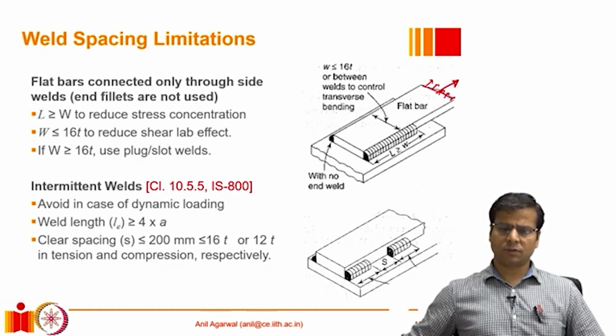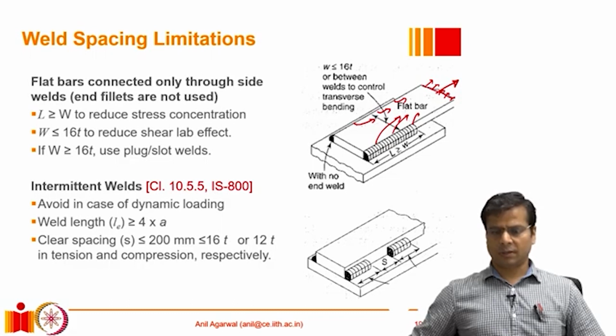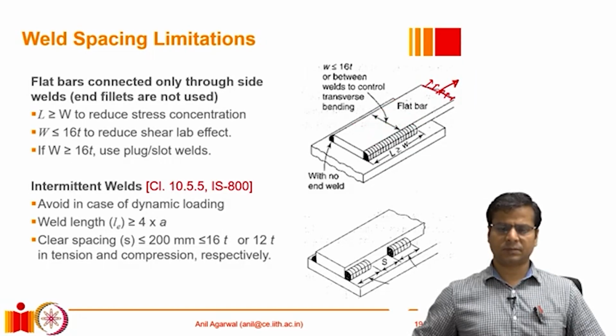But as we come closer to the welds, most of the force is getting transferred from the edges, because that's where the weld is. And there will be a very large shear lag effect that will reduce the strength of the bar, or the strength of the weld connection, too much. So in order to minimize that shear lag effect, we should make sure that this width W is not more than 16 times the thickness of the plate, is less than 16 times the thickness of the plate.